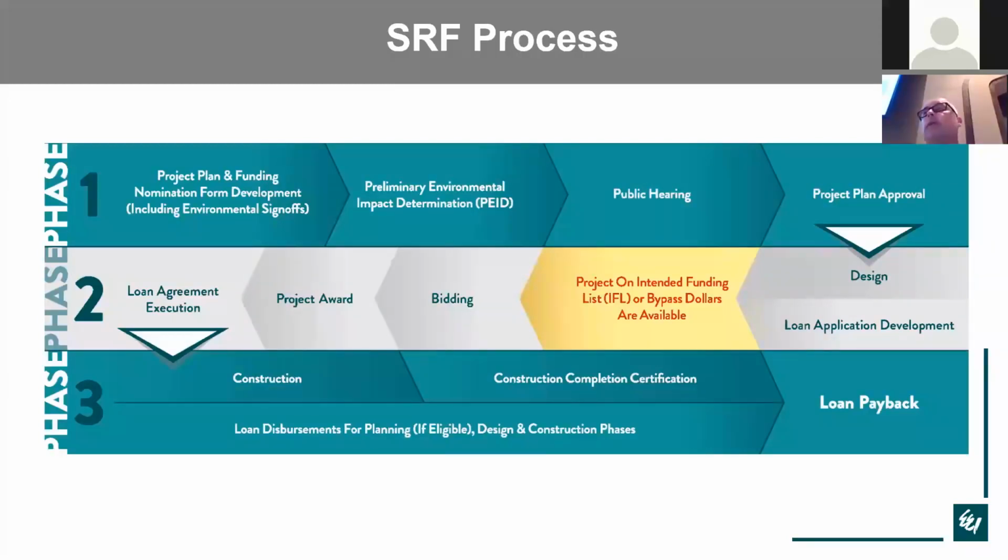Phase one starts with, again, that project plan, that planning document that identifies what project you're going to do. On the next slide, we're going to talk about what items specifically you have to have in the project plan. There's also, as part of that submittal, the nomination form. And then you also have to include your environmental sign-offs for IHPA, IDNR, things like that. Once that's in good shape, the IEPA issues the preliminary environmental impact determination. You take that PEID and you advertise for your public hearing.